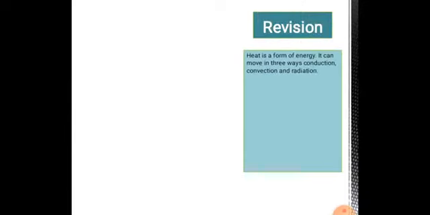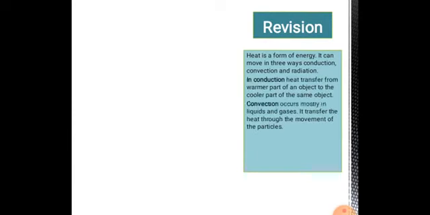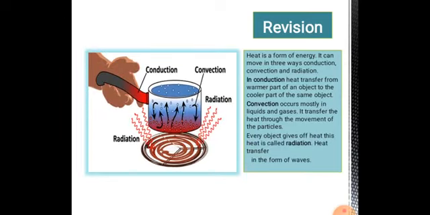Now, we revise our topic. Heat is a form of energy and it can move in three ways: conduction, convection and radiation. In conduction, heat transfers from the warmer part of an object to the cooler part of the same object. Convection occurs mostly in liquids and gases. It transfers the heat through the movement of particles. Every object gives off heat, and this heat is called radiation. Heat transfer in the form of waves.